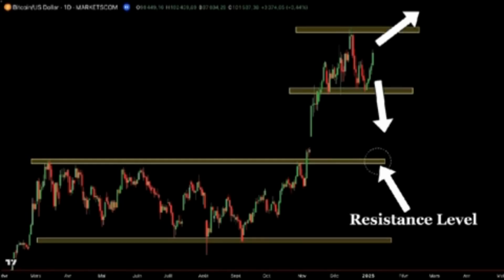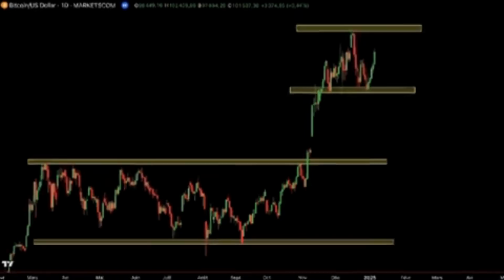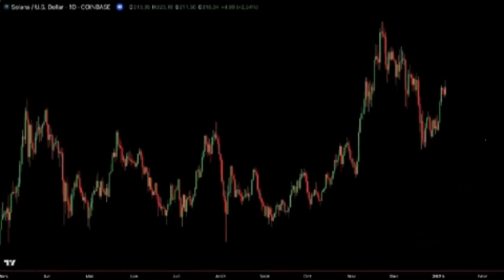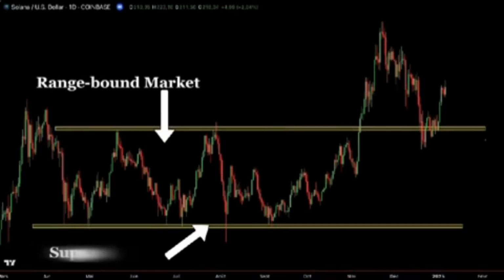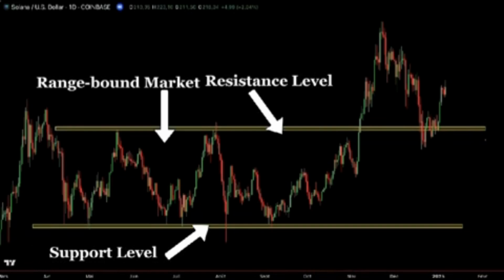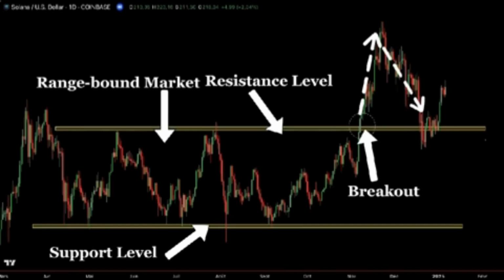Here is another example. This is the Solana daily chart. As you can see, the market was ranging for a long period of time, moving between this major support level and this major resistance level. Eventually the market broke above resistance, indicating that price was likely to move higher. After this breakout, the market went up, but then retraced back to retest the previous resistance level, which had now turned into support. Once the market reached this level, it was rejected, forming a clear doji candlestick pattern. After the doji, price continued to move upward.